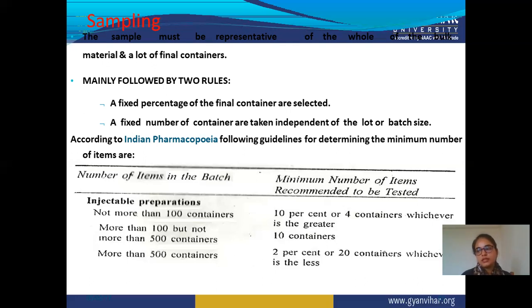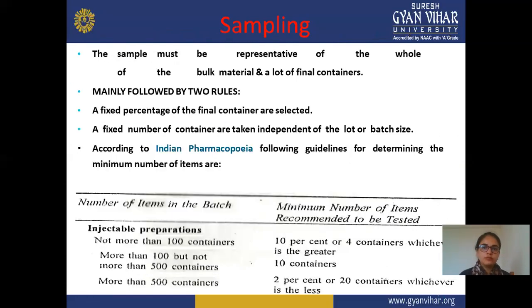Means if it's less than 100, then you are taking 4 containers. When it's between 100 and 500, then you take 10 containers. And if it's more than 500, then you are taking 20 containers for your test. So these are the requirements according to the pharmacopoeia.